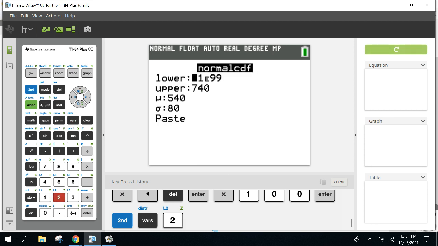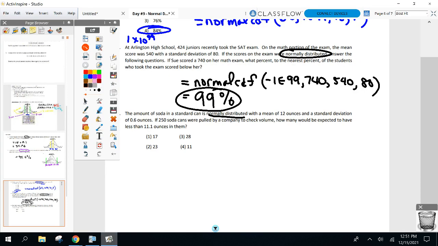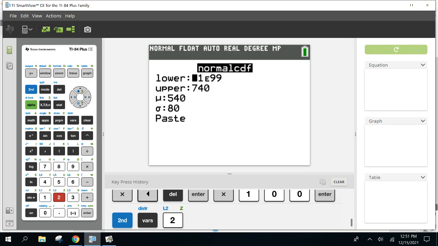All right, you guys talk to me here. I want less than 11.1. What's going to be my lower bound? What did I say? Yep, negative E 99, the smallest number. Upper bound? Good, 11.1.